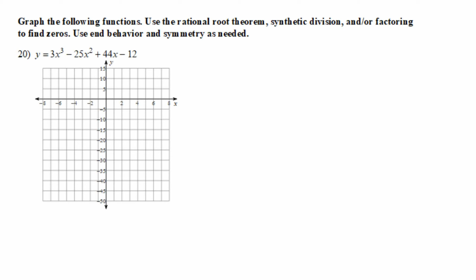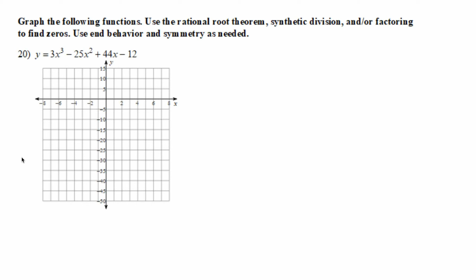In numbers 20 and 21, we get to put together a bunch of things that we learned as we work through the idea of graphing. So we want to graph the following functions. Even gave you a little bit of a hint here. Use the rational root theorem, synthetic division, and/or factoring to find zeros. Use end behavior and symmetry as needed.